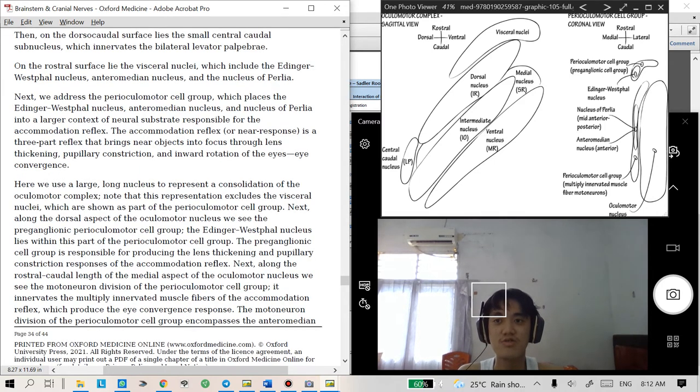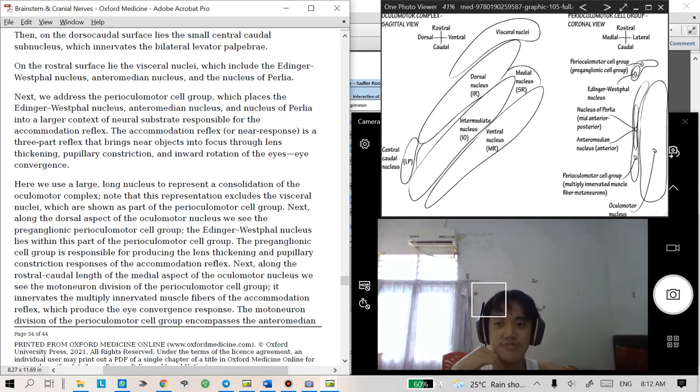Then, on the dorsocaudal surface lies the small central caudal subnucleus, which innervates the bilateral levator palpebrae. On the rostral surface lie the visceral nuclei, which include the Edinger-Westphal nucleus, anteromedial nucleus, and the nucleus of Perlia.